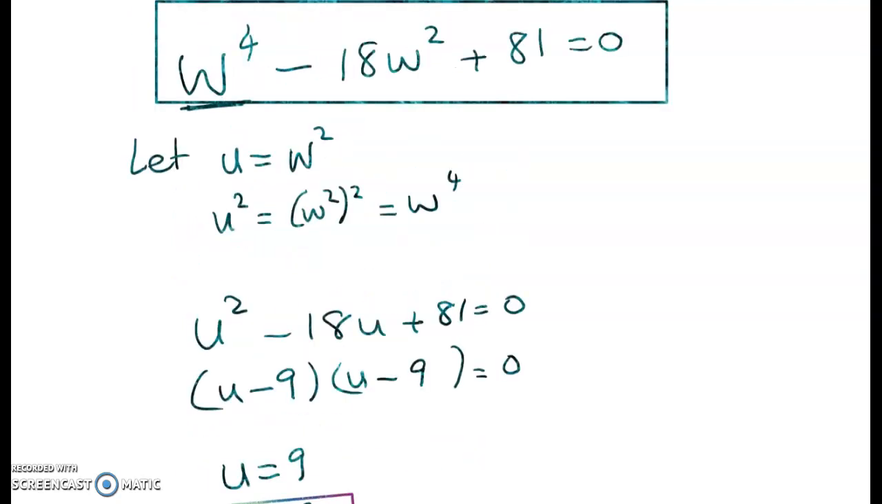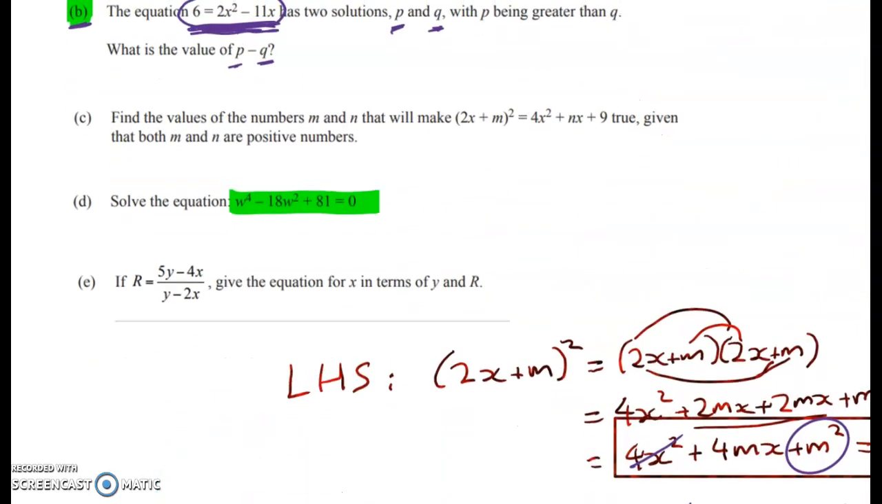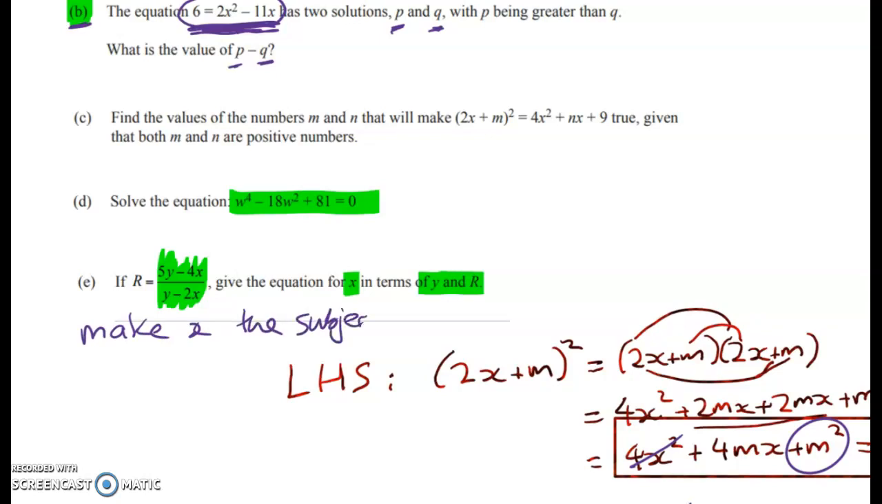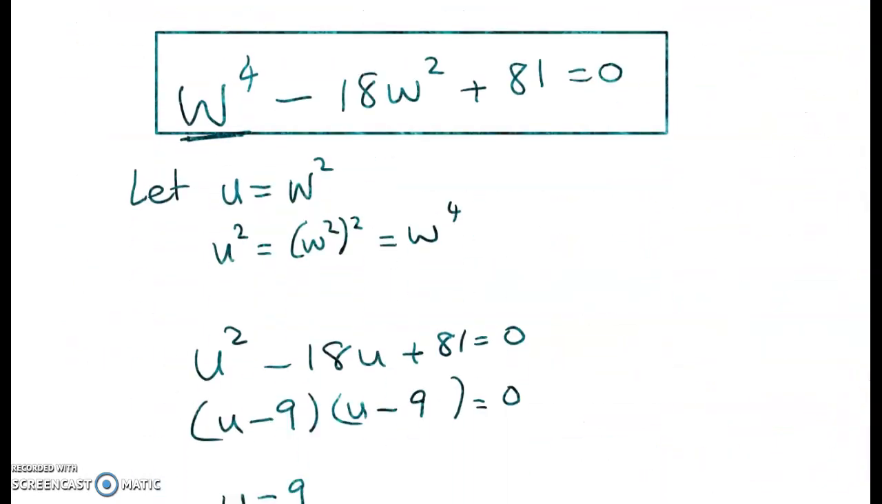All right, the last one is not a quadratic equation. It's a rearranging one. So we're given an expression for r, which depends on y and x. And we have to give the equation for x in terms of y and r. The other way to say what we have to do here is make x the subject. Okay, so let's start off and see what we've got.